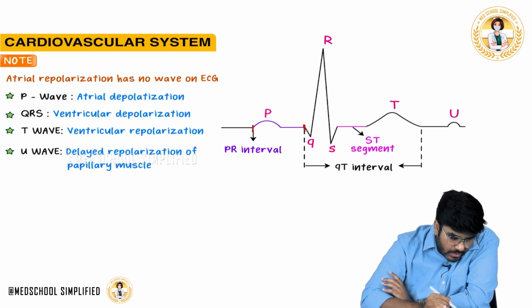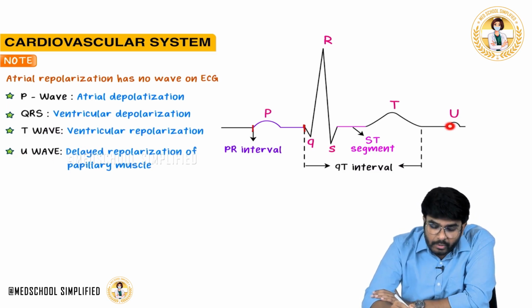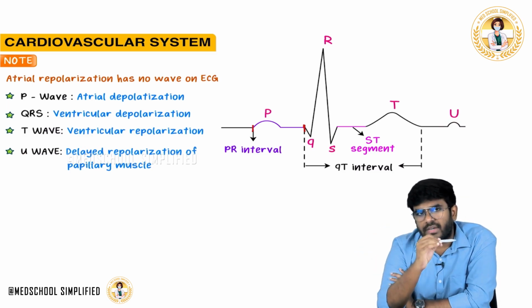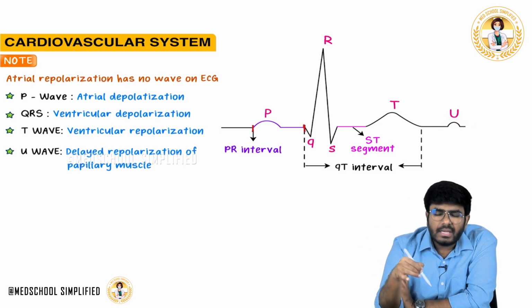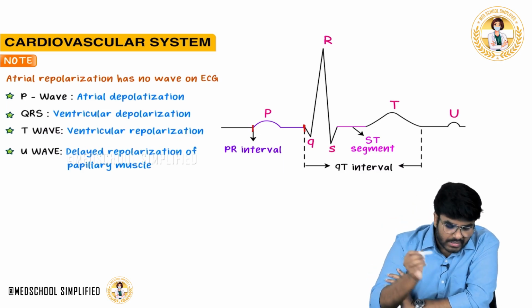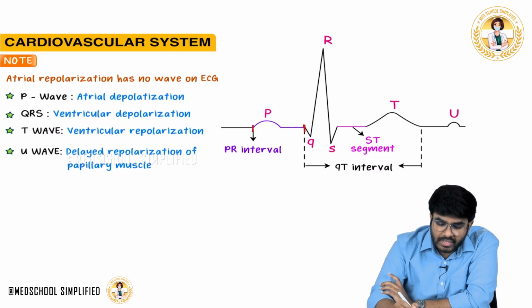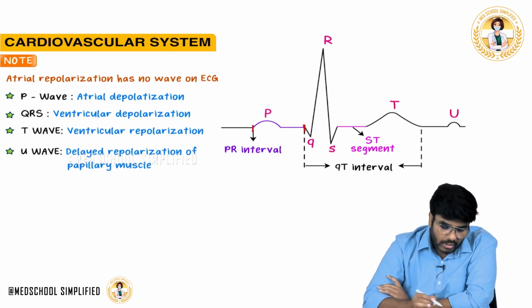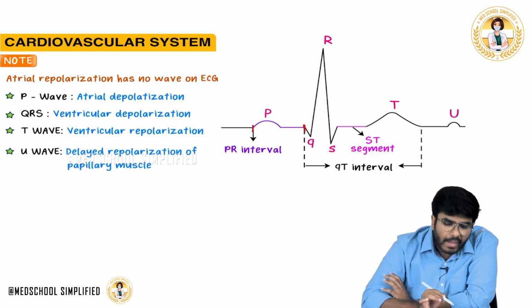Now after this, what are these U waves? Are you able to appreciate a very small wave which is not going to be seen most of the times? In most ECGs you can't see this U wave, but this U wave is something absolutely physiological. This is not something pathological. Now this U wave is because of delayed repolarization of the papillary muscles.